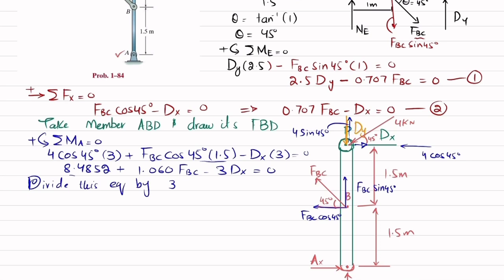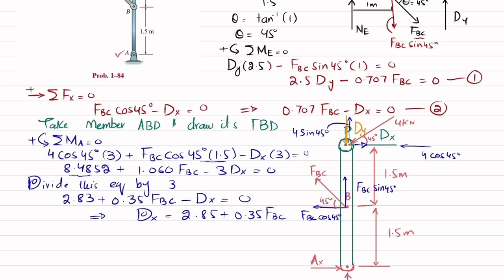So when you divide this by 3, you will get 2.83 plus the second term will give you 0.35 FBC minus dx will be equal to 0. So from here you will get this dx will be equal to 2.83 plus 0.35 FBC. Let this be your equation number 3.